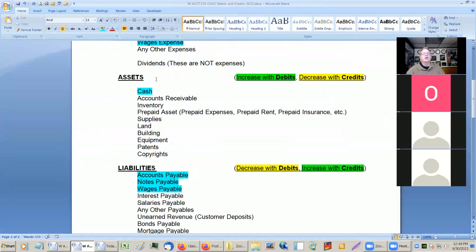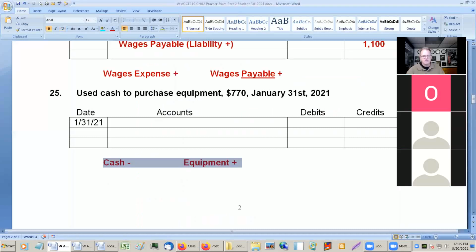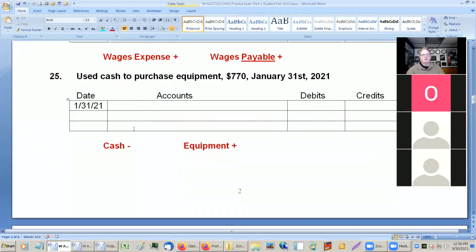Okay, so we have cash and we have equipment. Cash is going down, so it'll be a credit. Equipment is going up, so it'll be the debit. And again, if you just get one of those, you know what the other one is. So if you just got the equipment one, you know what the cash has to be.